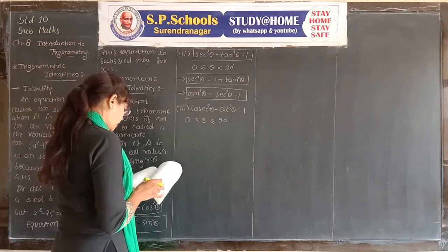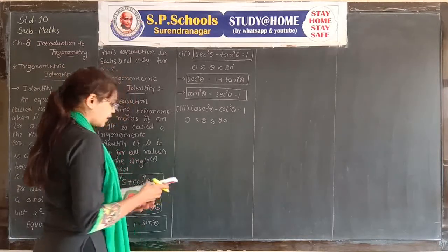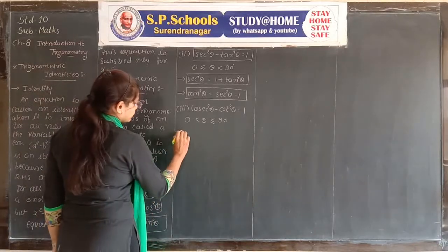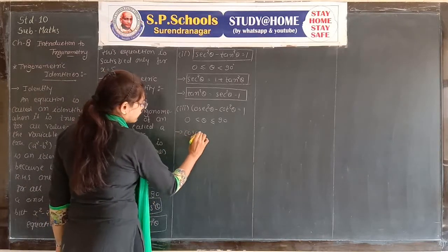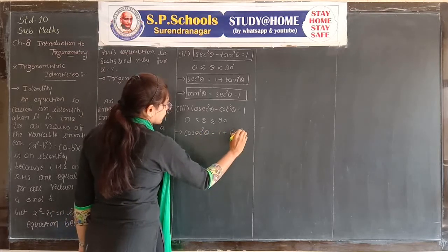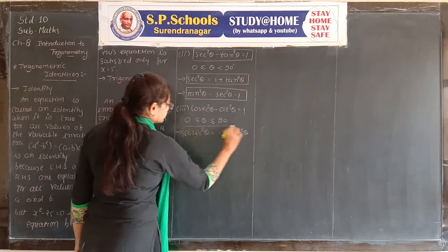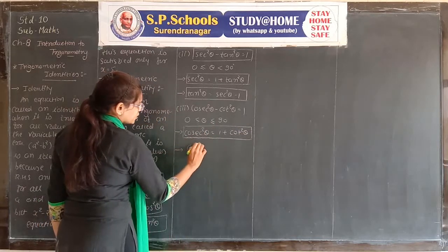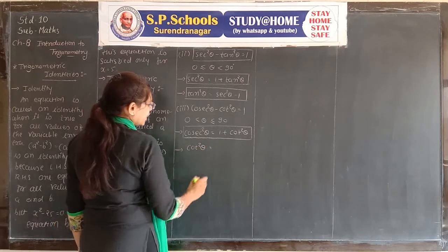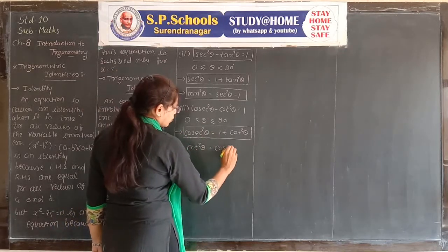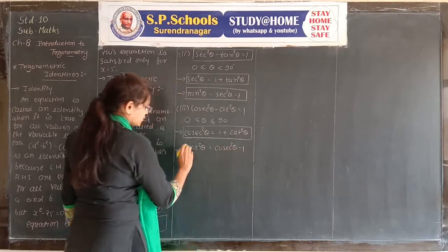Now we make cosec square the subject one time and cot square the subject the second time. Cosec square theta is equal to 1 plus cot square theta. And by making cot square the subject, cot square theta is equal to cosec square theta minus 1, shifting 1 from the right hand side to the left hand side.